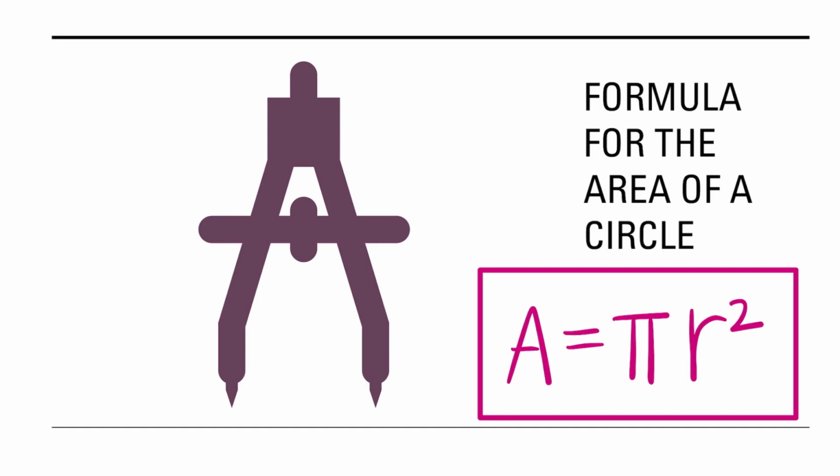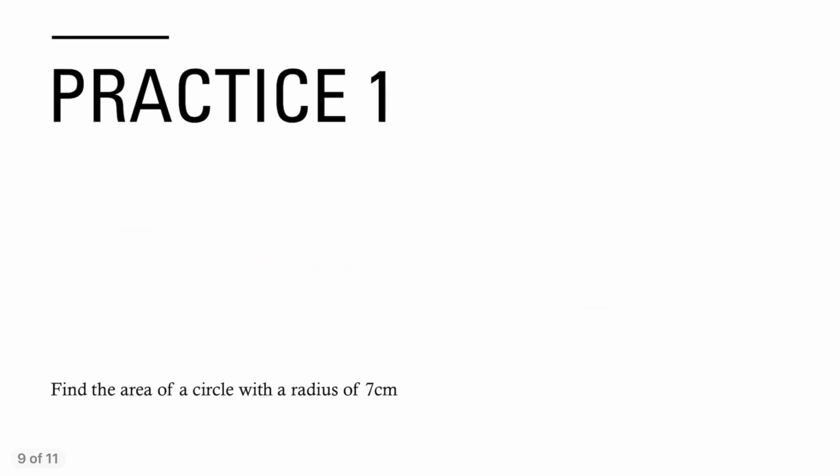This is one of the basic things that they expect you to know and to be proficient at, which is nice because it's actually really easy. So let's do a practice. Let's find the area of a circle with a radius of 7 centimeters.